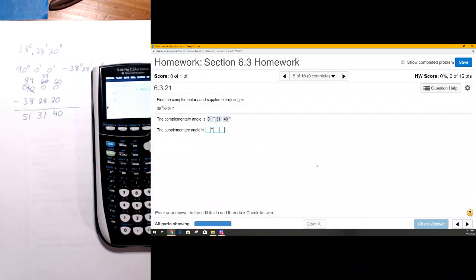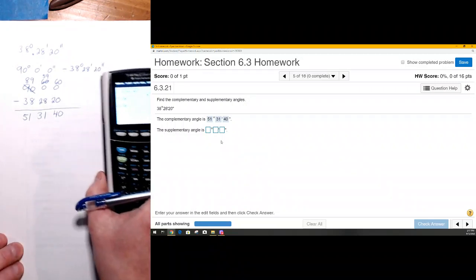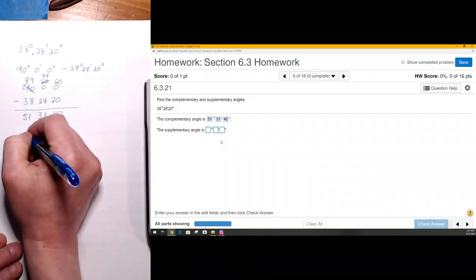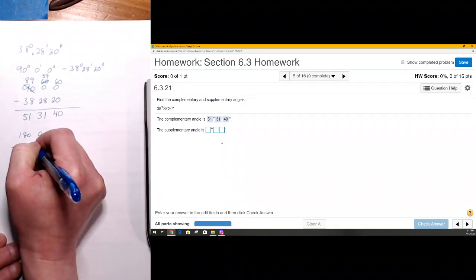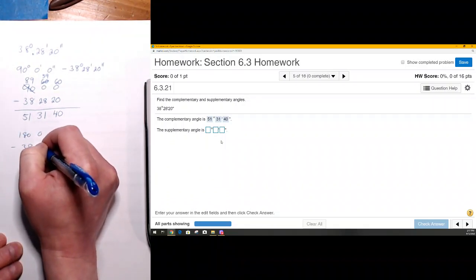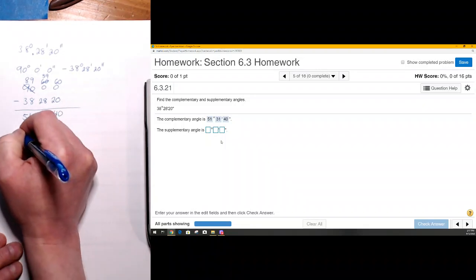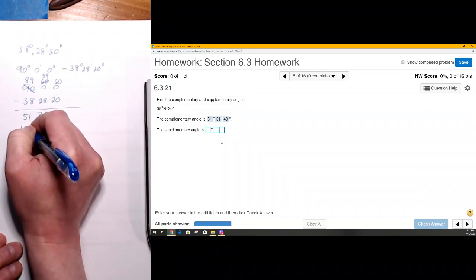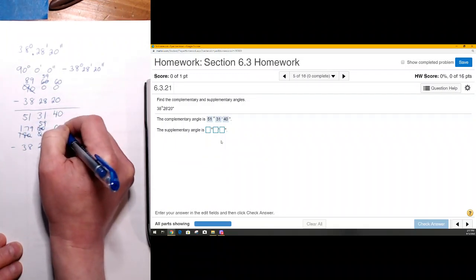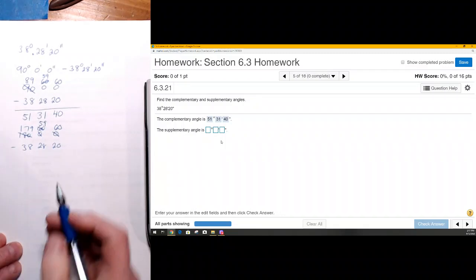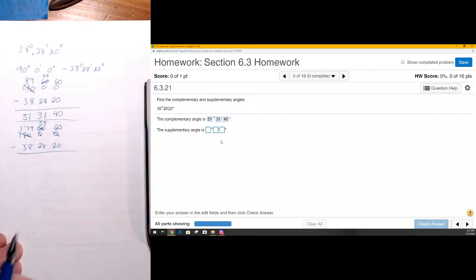Okay. Now to find the supplementary angle, I'll let you guys do that. But you start off with 180 degrees, and then we're going to subtract 38, 28, and 20. So we're going to borrow a degree from here. We're going to do 179. We'll make this 60, but then we're actually going to borrow and make this 60 over here, and then make this 59, and then go ahead and subtract and get your answer for the supplementary part.